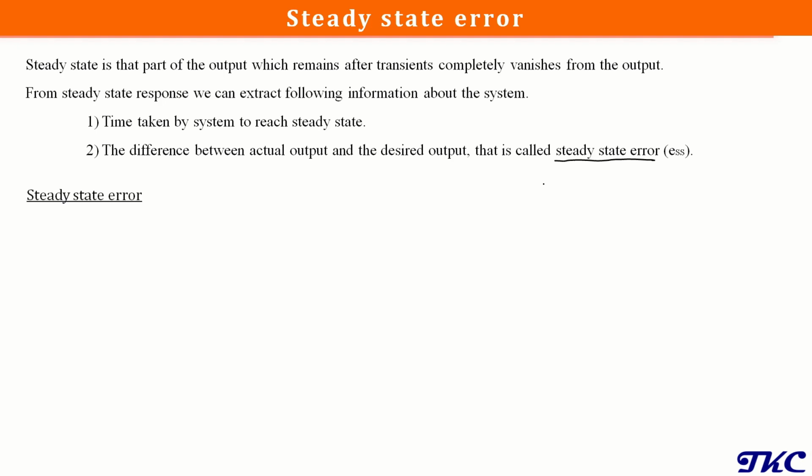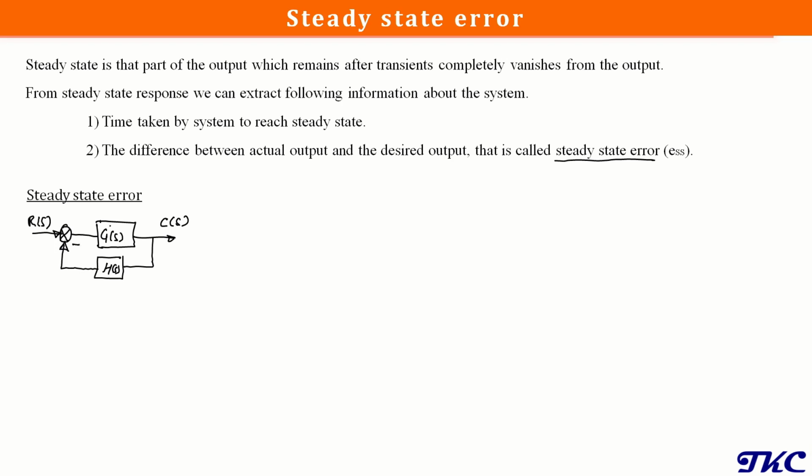Now let's derive the steady state error first. For that we will be using a closed loop block diagram. We have an input R(S), then a summing point, and after that a block with transfer function G(S), and from that we get an output C(S). From here we have a feedback signal in the form of H(S), going back to this summing point. We'll consider that the signal is negative.